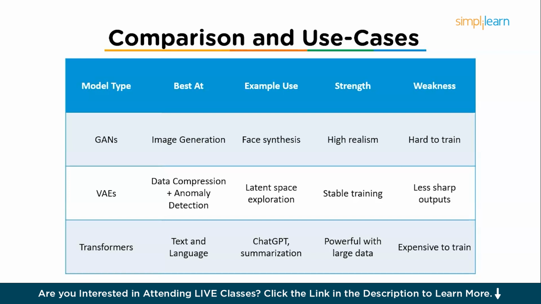Then we are seeing the VAEs, and it is best at data compression, plus it is also good in anomaly detection. So it is used as a latent space exploration. And then coming to the strength, it is very stable training, and then coming to weakness, it has less sharp outputs. So then coming to the model type, that is the transformers, and it is best at text and language. And then we have an example use, that is ChatGPT and summarization. And then we have strength, that is powerful with the large data. And then we have certain weakness, that is expensive to train.